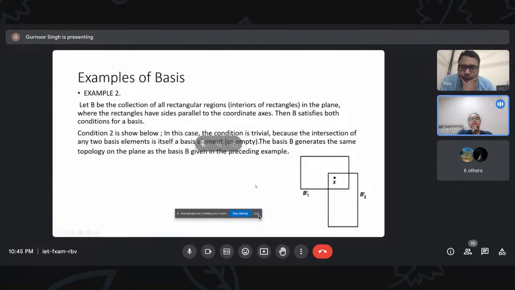Example 2: let B be the collection of all rectangular regions in the plane where the rectangles have sides parallel to the coordinate axes. Then B satisfies both the conditions of a basis. Condition 2 is shown here below. In this case, the condition is trivial because the intersection of any two basis elements is itself a basis element. The basis B generates the same topology on the plane as the basis B given in the preceding example.